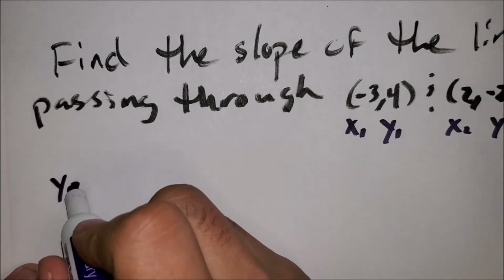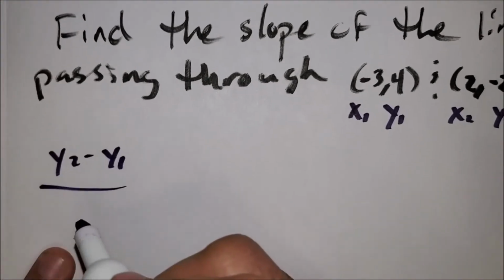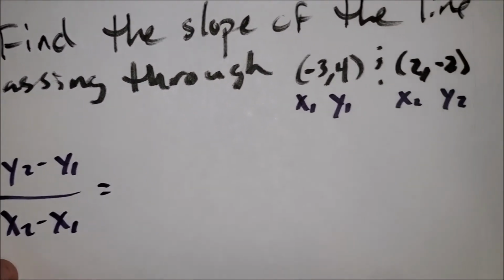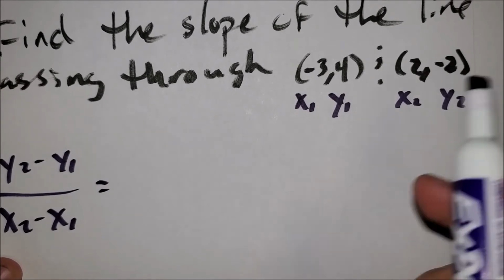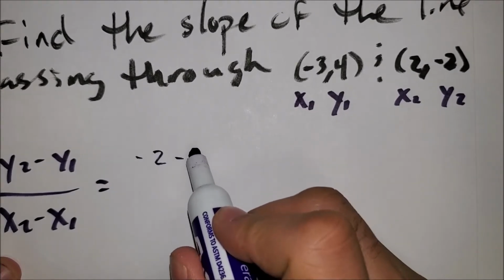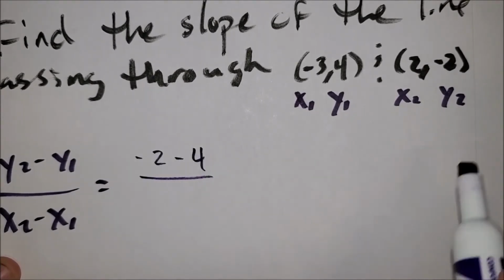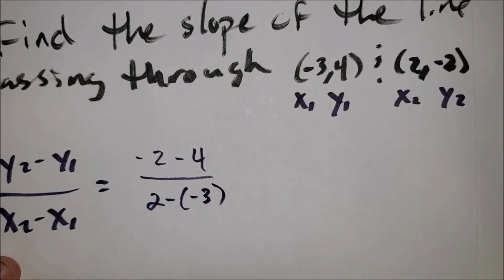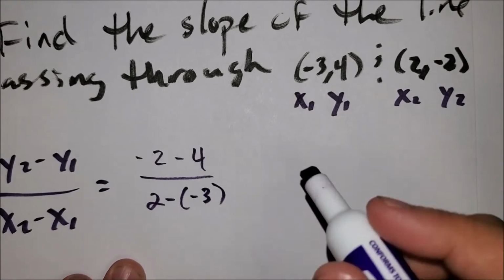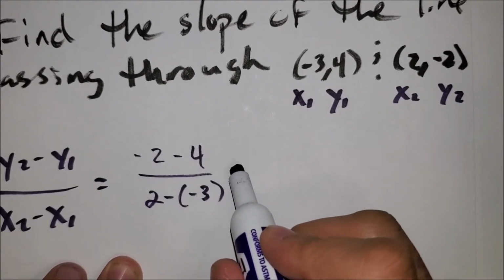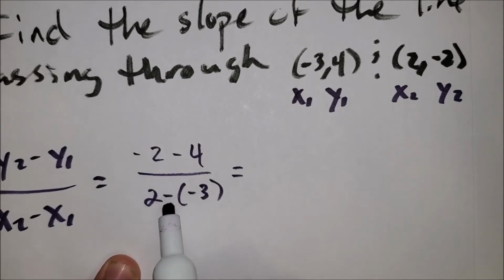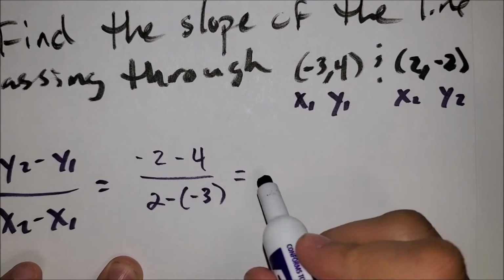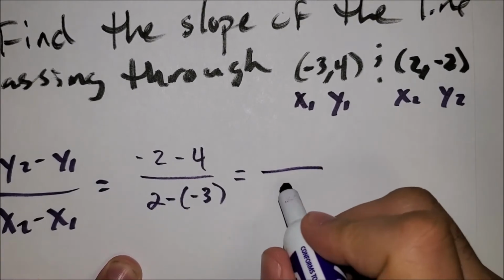So if we plug these into our formula here, y2 minus y1 over x2 minus x1, this is going to be, once again, -2 minus 4 over, and then x2 is 2 minus -3. So this is a 2 minuses, so this turns into a 2 plus 3, which is 5.